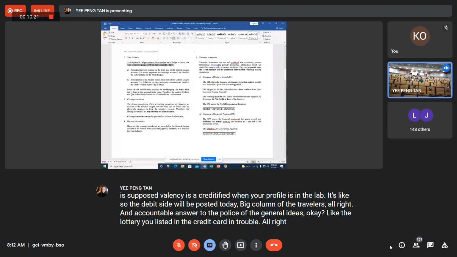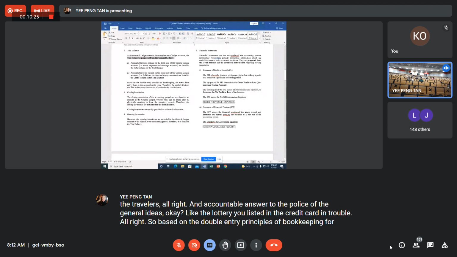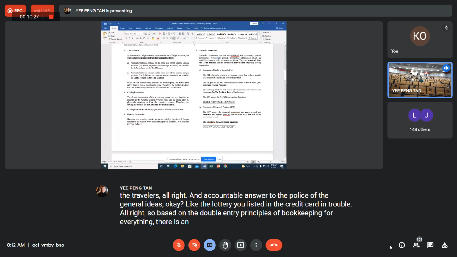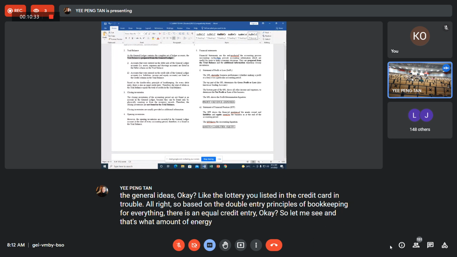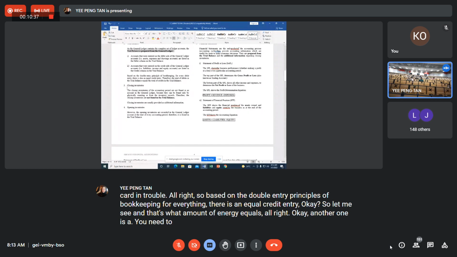So based on the double entry principles of bookkeeping, for every debit entry there is an equal credit entry. So they must be the same, and therefore the total of the debit and the credit columns in the trial balance should be equal. Another one you need to take note of is the closing inventory.